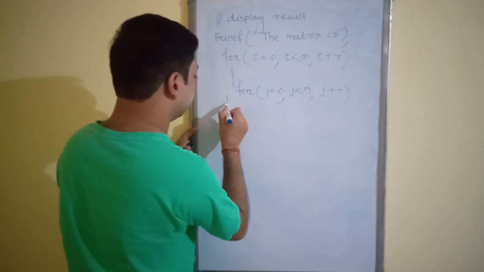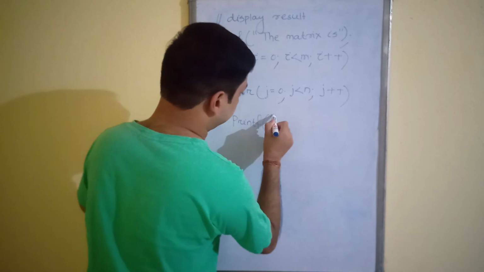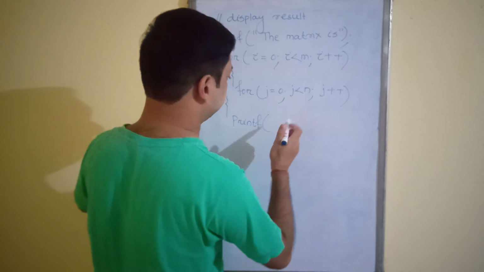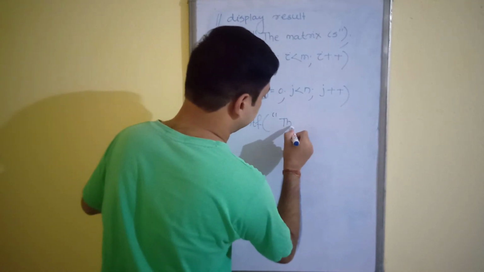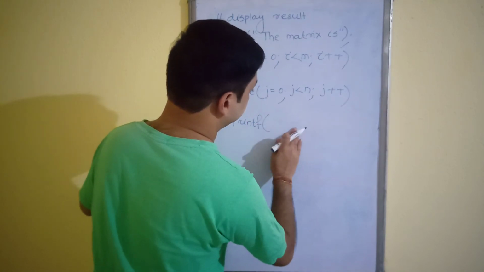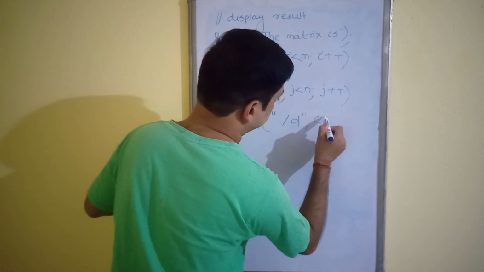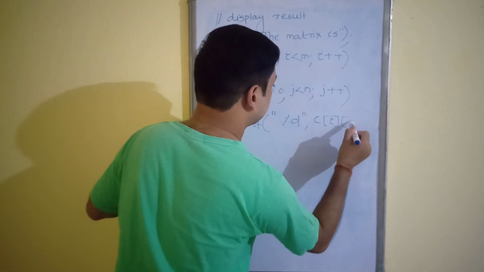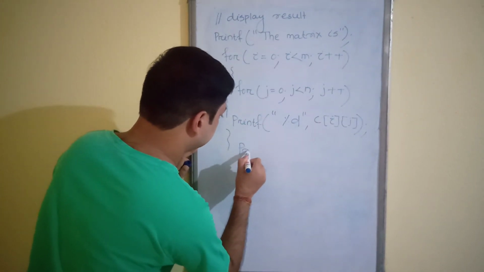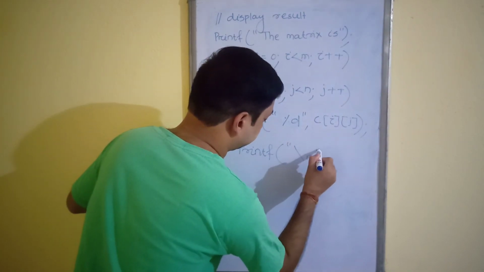Now display the result, that is printf, "The matrix is," or you can directly display C of ij with percentage d, that is C of ij. After that, just put a slash n so that it will come in matrix form. printf slash n.